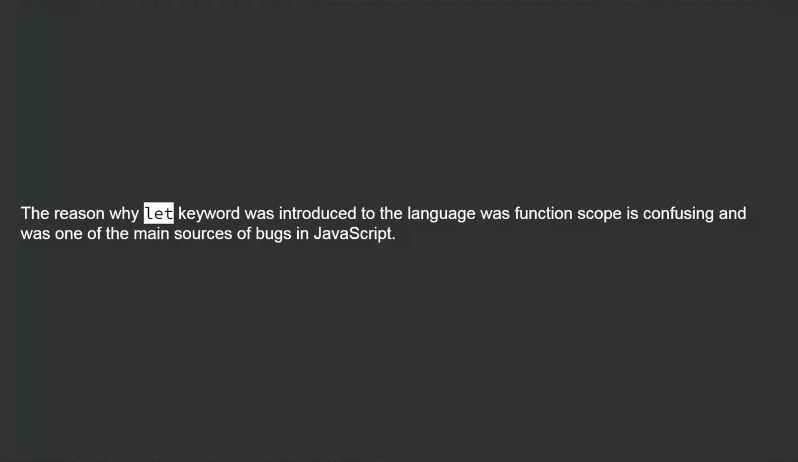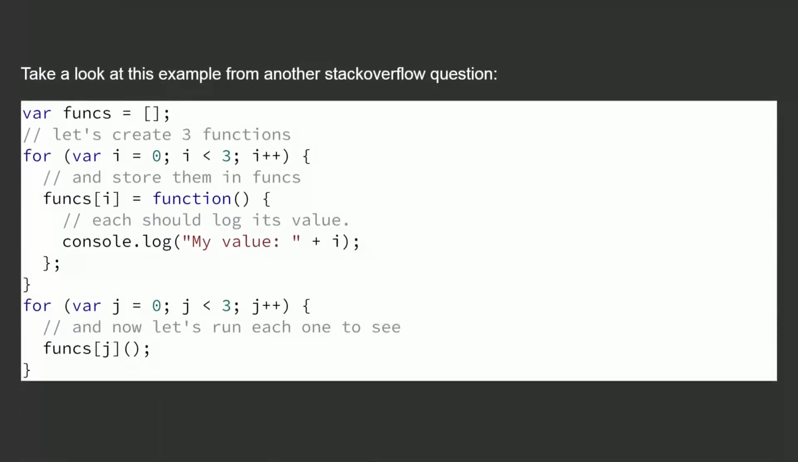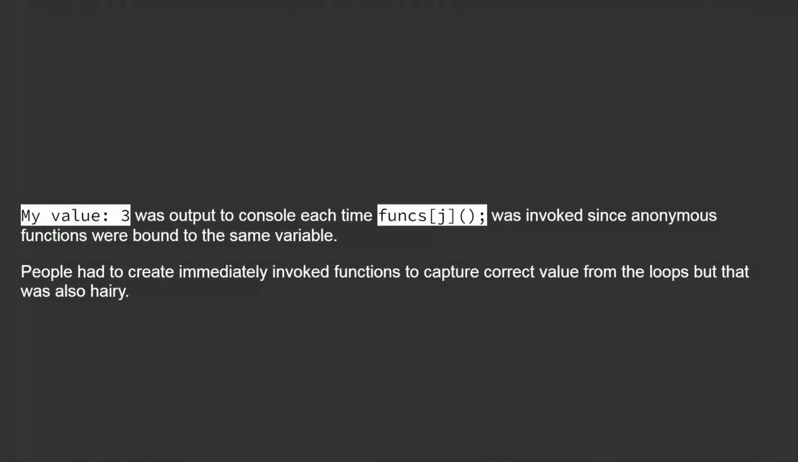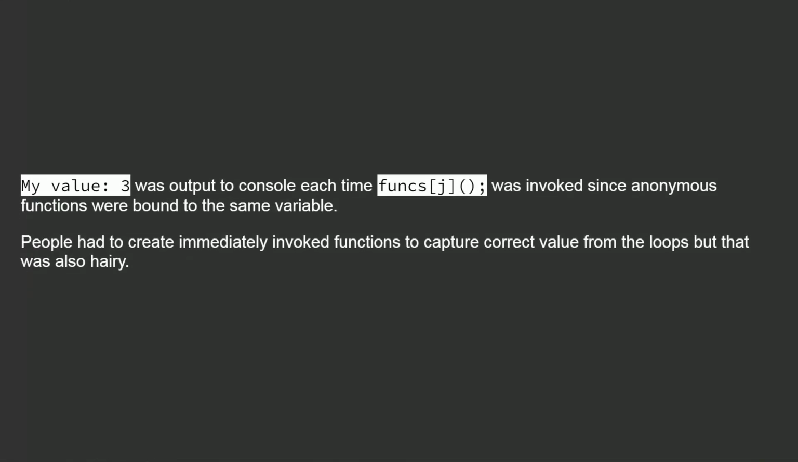The reason why the let keyword was introduced to the language was that function scope is confusing and was one of the main sources of bugs in JavaScript. Take a look at this example from another Stack Overflow question. My value 3 was output to console each time func j was invoked. Since anonymous functions were bound to the same variable, people had to create immediately invoked functions to capture the correct value from the loops, but that was also hairy.